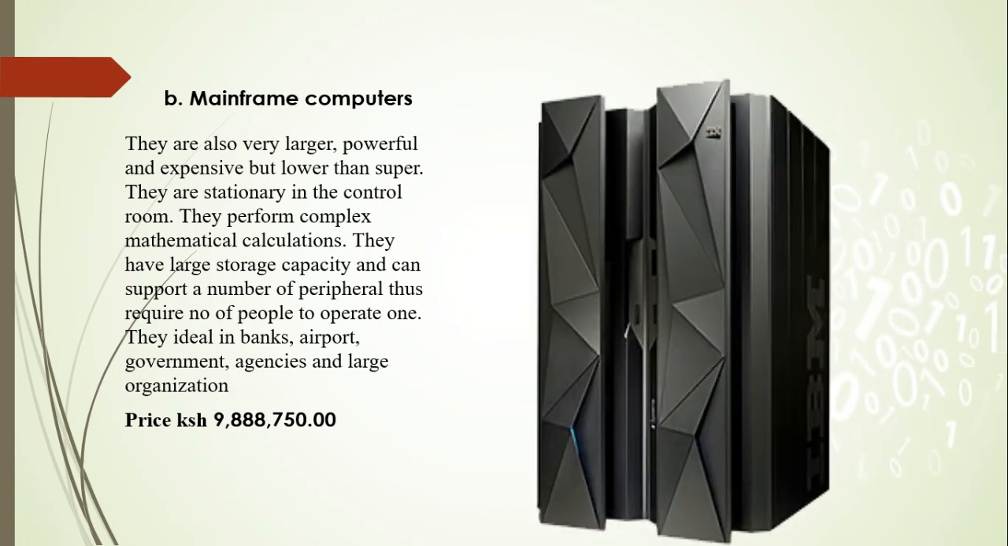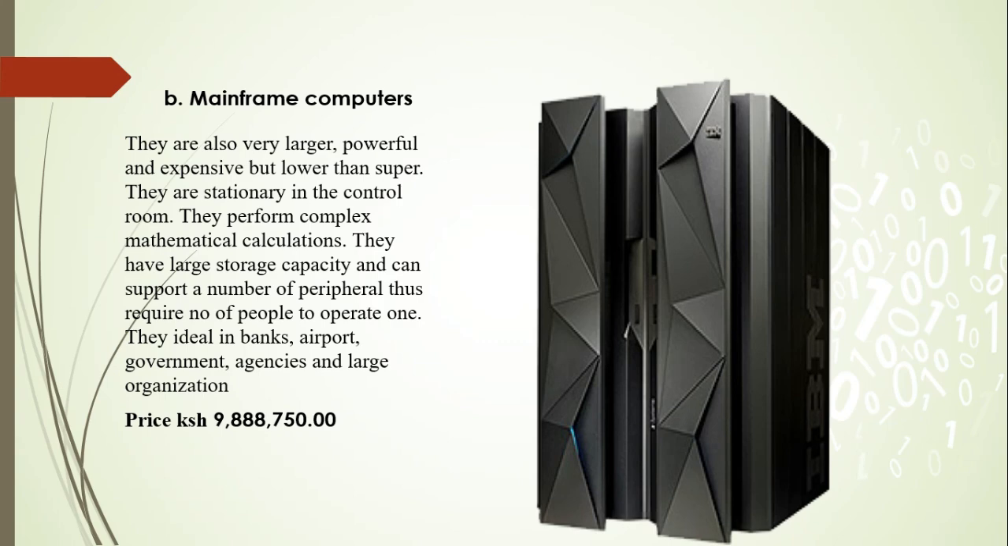Then we go to number 2 according to size. Remember, we are starting from the largest to the smallest. Mainframe computers are also very large, the second largest, powerful and expensive but lower than supercomputers. They are stationary in the control room. Stationary meaning that they cannot be moved. They perform complex mathematical calculations. They have very large storage capacity and can support a number of peripherals.